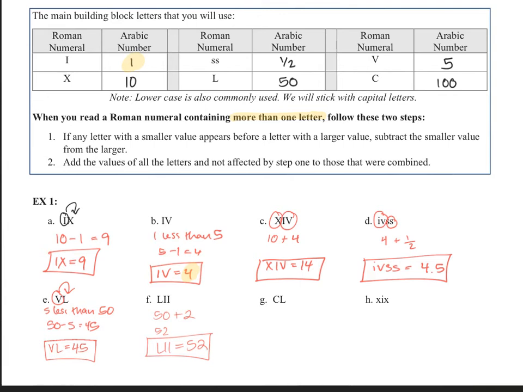Then CL. Is C smaller than L? Well, C is 100 and L is 50. So it's not, which means we're just going to do the addition. Another way of saying this is we want 50 more than 100. So let's do the 100, adding the 50, because remember that's the 100 and that's the 50. So it's going to be 150. So CL is going to be 150.